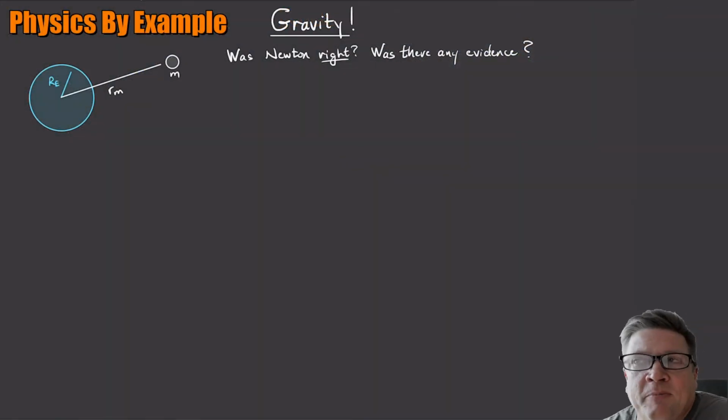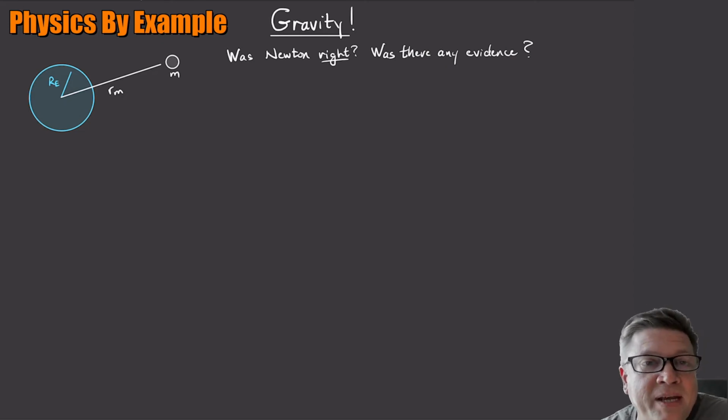Because what he was proposing was that it's the same force acting on things at the surface of the Earth, which we already know his universal gravitational law can account for, right? That it's basically just the same as mg. But does it affect things in the heavens just as well?